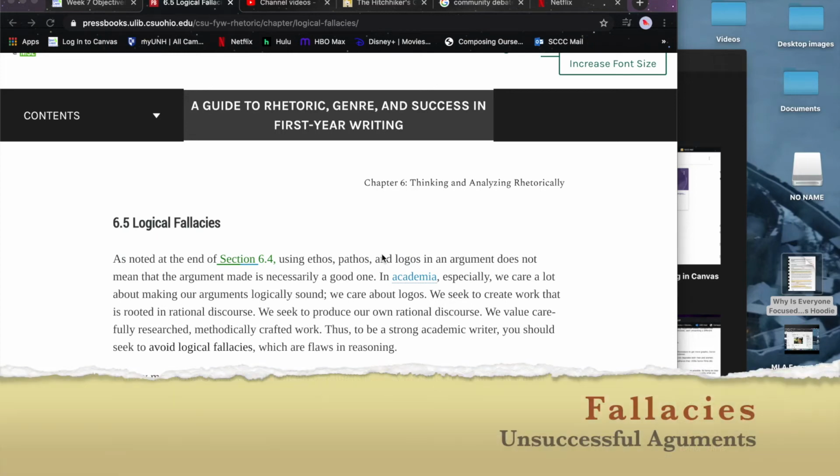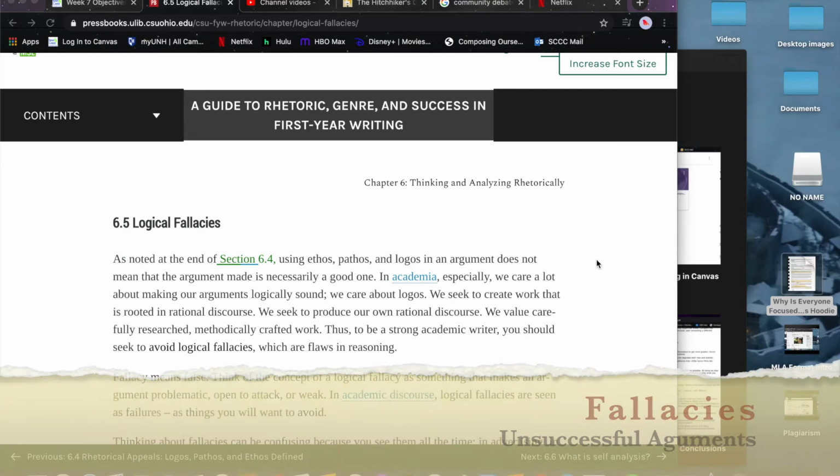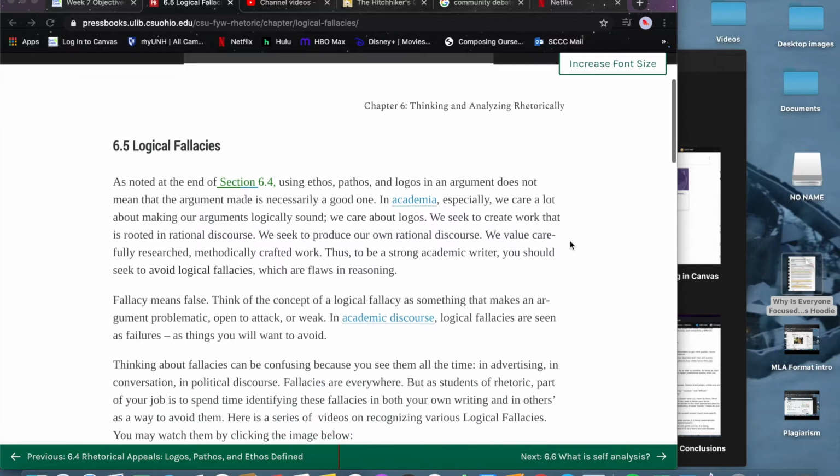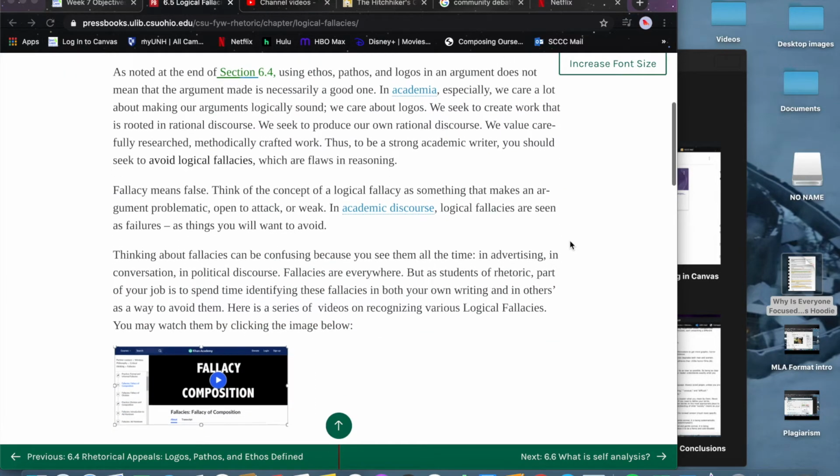So another aspect of an argument that you can analyze are the fallacies utilized, and you can think about why an argument is unsuccessful versus thinking about why it was successful. And that entails analyzing the fallacies that the argument itself makes.